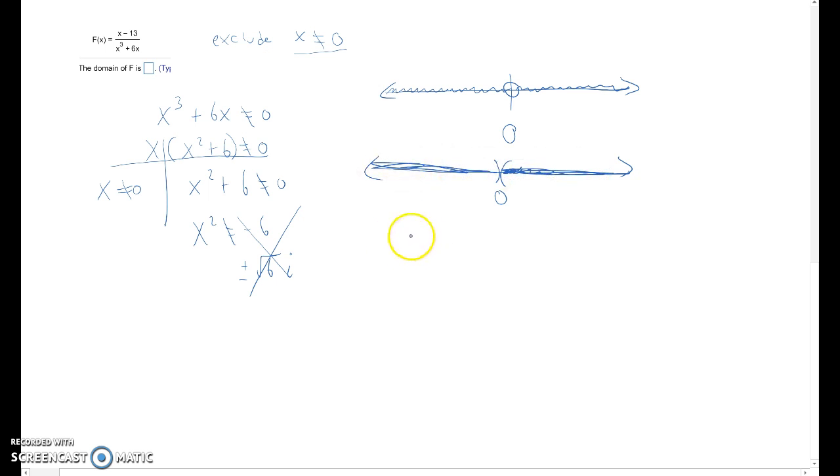So interval notation is from negative infinity to 0, open parentheses, again excluding the endpoints, union 0 to infinity. And it's generally helpful to graph these so that we can see exactly which values are missing. Again, the only value we have to exclude here is 0.